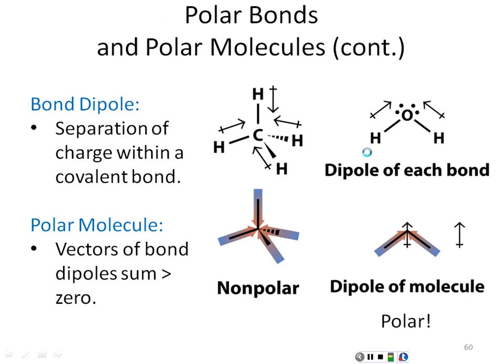So let's look at some other examples. If we look at methane again, it has polar bonds, but they all are facing in towards carbon, and it's a symmetric molecule, so they cancel each other out. So this molecule is nonpolar.